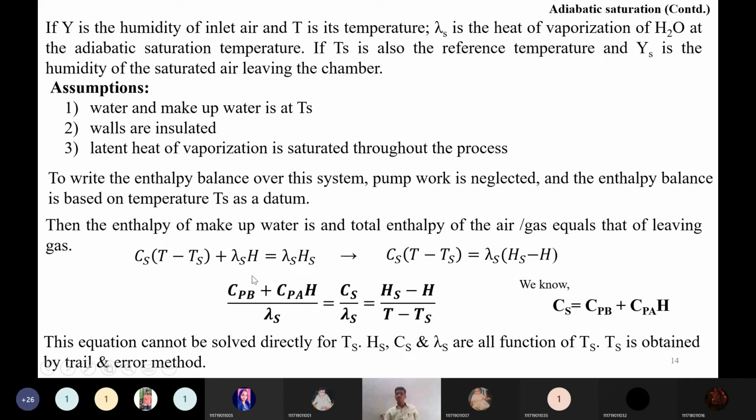That is Cs into (T − Ts) plus lambda S into H is equal to lambda S into Hs. Therefore, we can write Cs divided by lambda S is equal to (Hs − H) by (T − Ts). We know by the definition of humid heat that it is the sum of the two heat capacities: specific heat of component B plus specific heat of component A multiplied by H. So the overall equation is this one. So we cannot directly calculate this Ts value. Why? Because Hs, Cs and lambda S are intimate functions of this Ts. So because of this, we need to evaluate this Ts value using a suitable trial and error method. Then only it is possible to estimate that value.